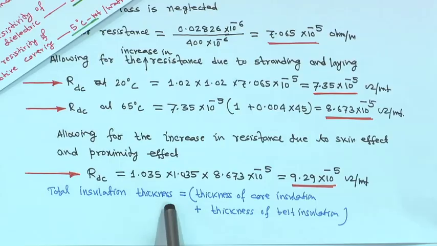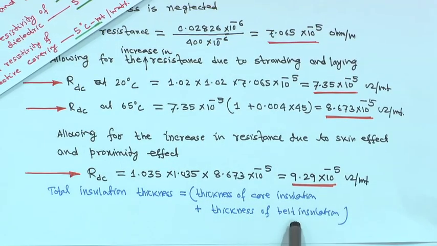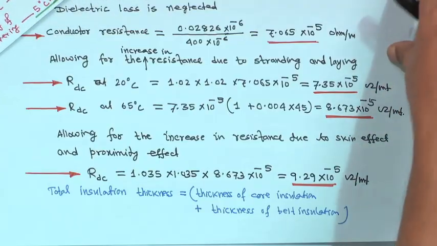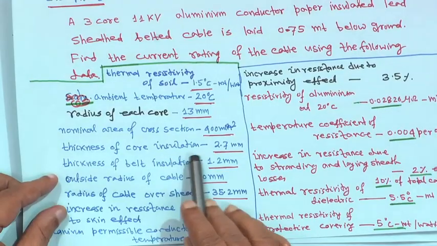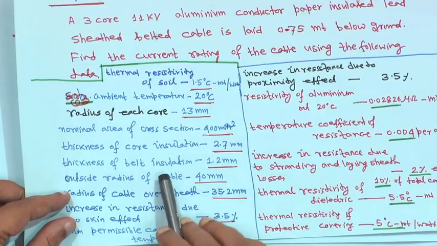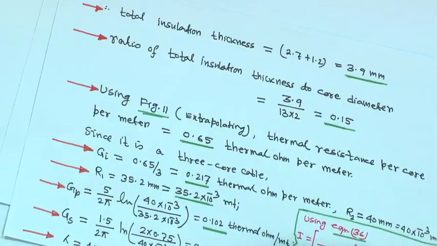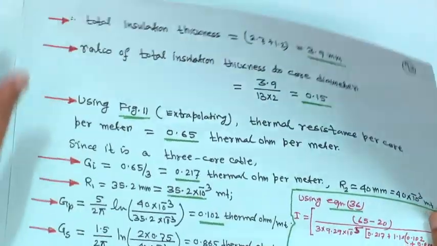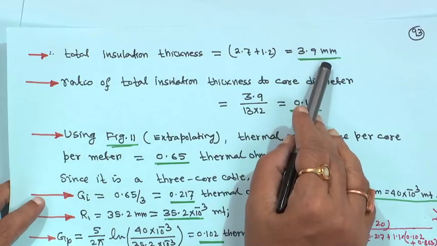Now, the total insulation thickness is equal to the thickness of core insulation plus the thickness of belt insulation. Both are given: the thickness of core insulation is 2.7 millimeter and the thickness of belt insulation is 1.2 millimeter. That means the total insulation thickness will be 2.7 plus 1.2, which is equal to 3.9 millimeter.